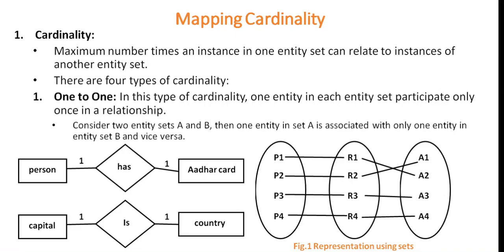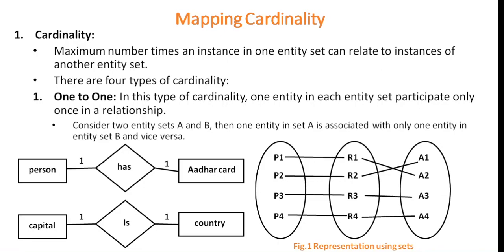Okay, see, the first set, that is P1, P2, P3, P4, is the entity set for the person entity, for example. Then the third set, that is A1, A2, A3, A4, is the entity set for the Aadhaar card. So the person entity has four persons, the Aadhaar card entity has four Aadhaar cards, and this middle oval shape is used to represent the relationship. That is, by using R1, R2, R3, R4, persons are related to Aadhaar cards.